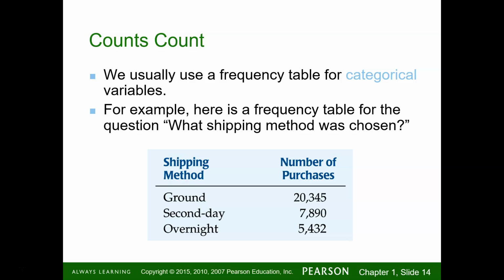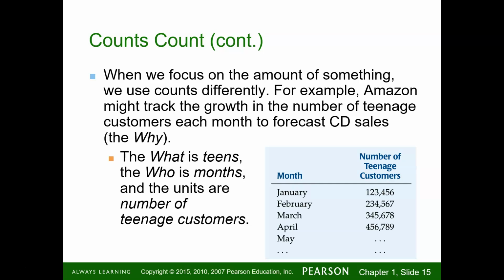So here's a frequency table for what shipping method was chosen. As you can see, ground gets picked the most because it's the cheapest, and usually people aren't in that big of a hurry to get their stuff, so they'll pick ground more often. So that's what a basic categorical table looks like. So let's take a look at some more examples here.